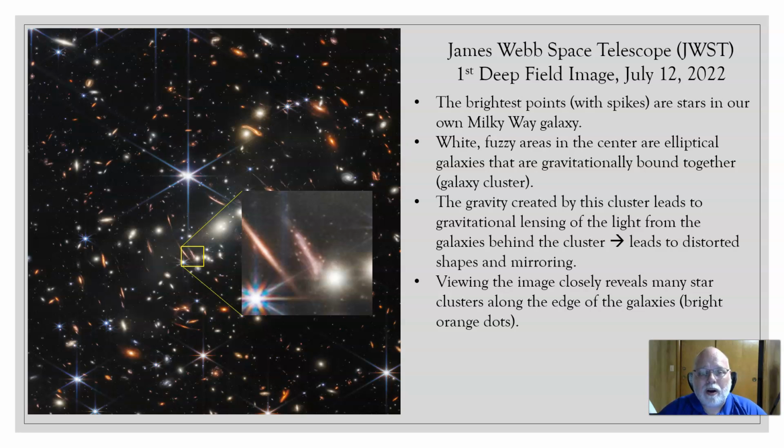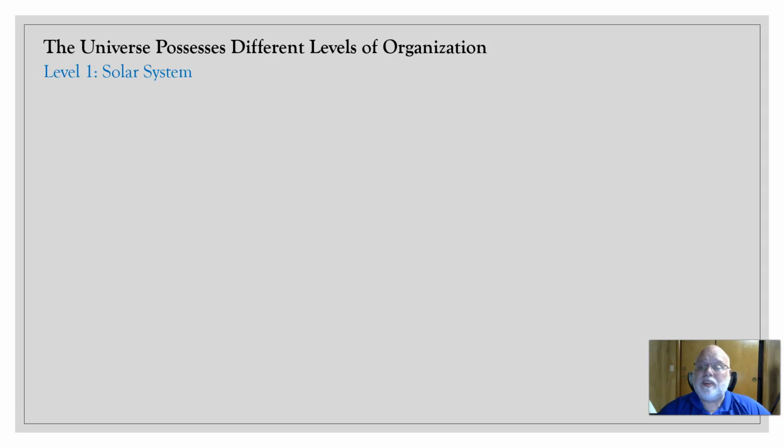I will say there are levels that we could put in between some of these, but I don't want to go over everything. I want you to have the big picture, and so we're going to look at a few levels of structure that are important for grounding us and understanding how the universe is built. Okay? So, the universe possesses different levels of organization. And the first level is what I call a solar system.